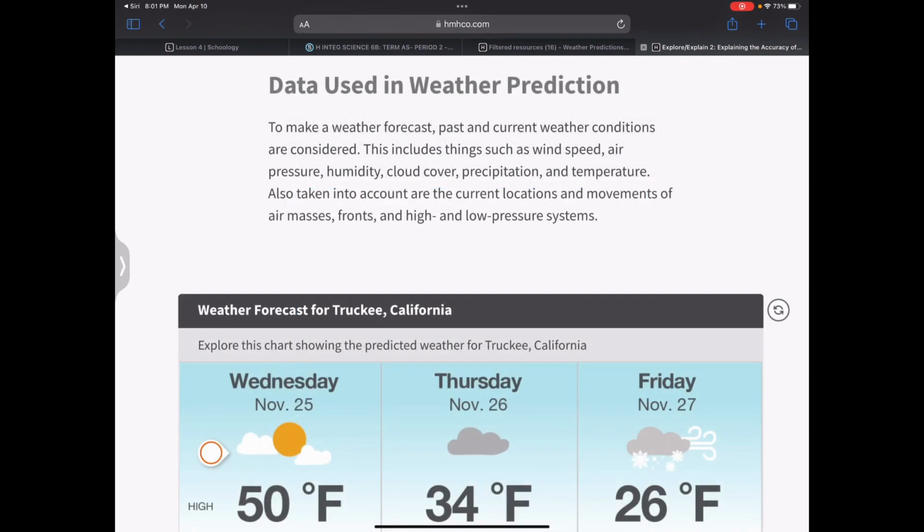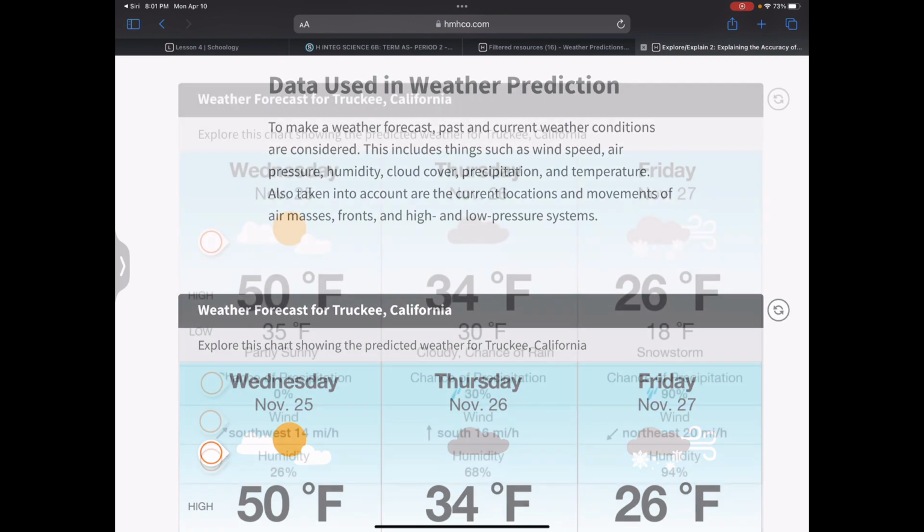The next section is about data used in weather prediction. To make a weather forecast, past and current weather conditions are considered. This includes things such as wind speed, air pressure, humidity, cloud cover, precipitation, and temperature. Also taken into account are the current locations and movements of air masses, fronts, and high and low pressure systems.